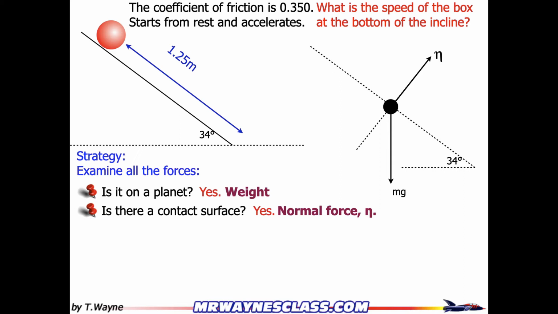Is there surface friction? Well, let's see. It says the coefficient of friction is 0.35. So yeah, if there's a coefficient of friction, there's surface friction. So that does exist, so I've got friction going on here as well. And friction, remember, is parallel to the surface, opposite the direction of motion. So it's going to be along the incline and going up, because the ball's rolling down.